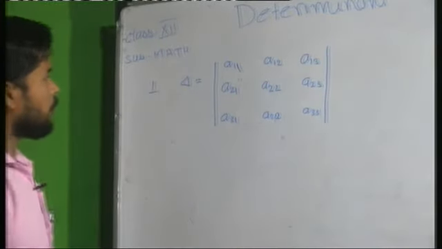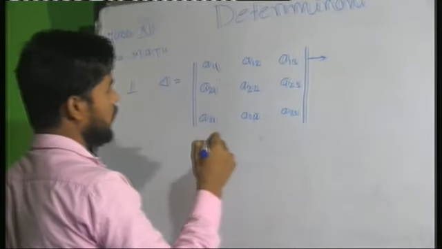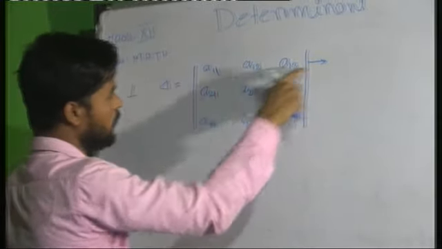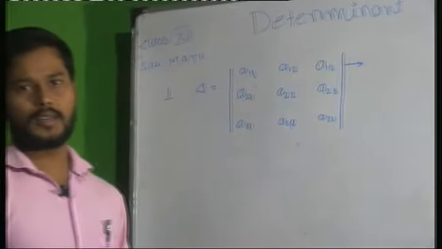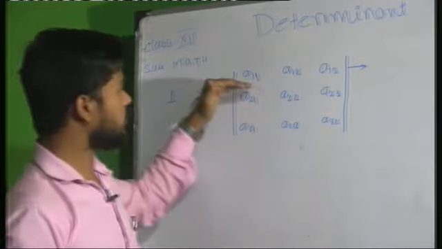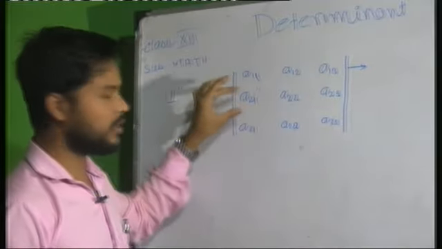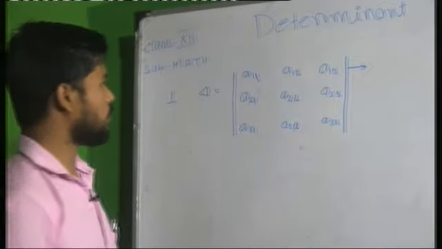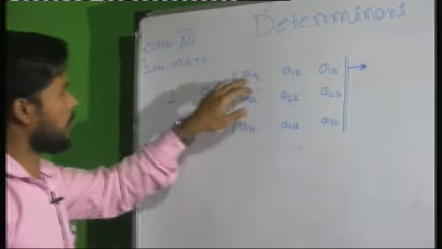Now look, we know the horizontal arrangement is called a row, and the vertical arrangement is called a column. So this is the first row, this is the second row, and this is the third row. Now we can expand a determinant along any row or any column. We can expand the determinant along R1, meaning row number 1, or along the second row or third row, and similarly for the columns. So I am expanding the determinant along the first row.